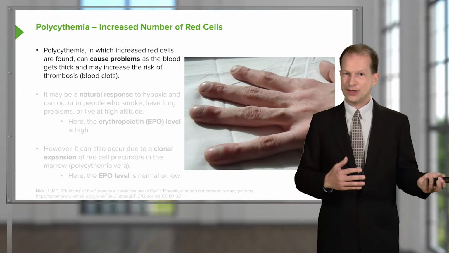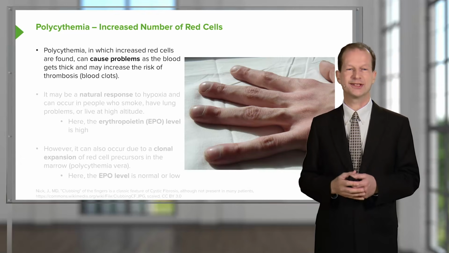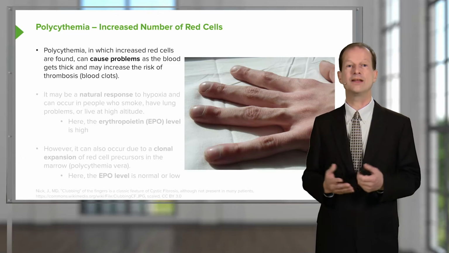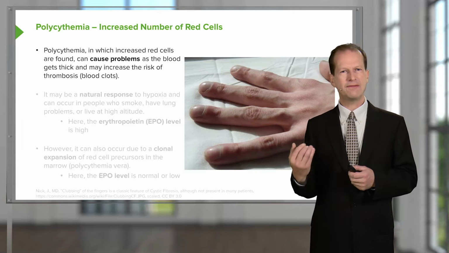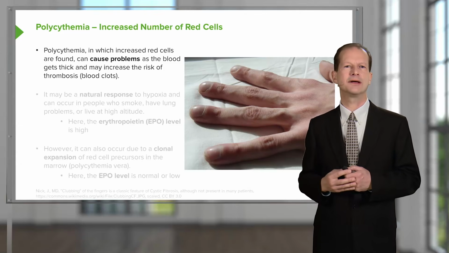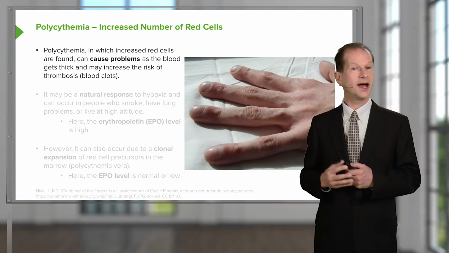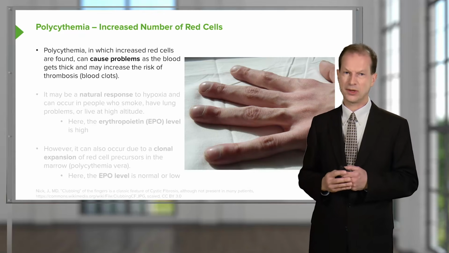Now, the opposite of anemia is polycythemia. That's when you have too many red cells in your blood. Now, this can cause problems because the blood gets very thick, very viscous, and it gets quite hard for the heart to pump this thick blood around the body. And it can also increase the risk of thrombosis, blood clotting. And that's quite a serious concern.